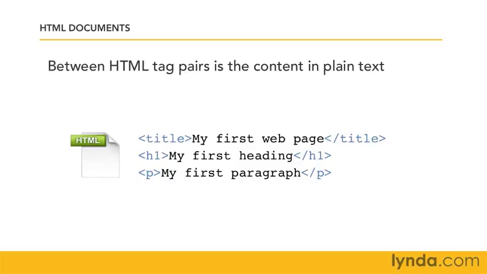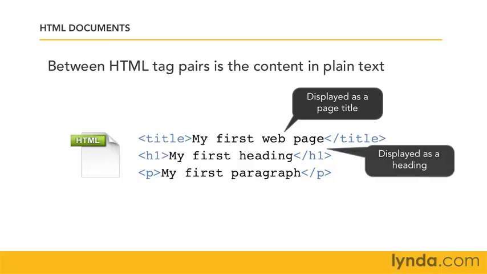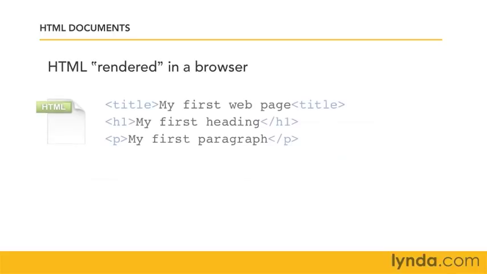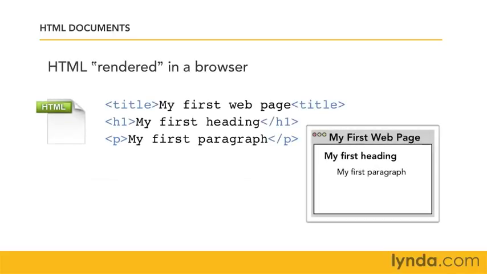So just as this first one shows, title, my first web page, well, that's displayed as the page title. You might have a heading, and that's my first heading. That's the text that will appear larger than, say, for instance, the paragraph tag just beneath it and the content it contains. So that's how HTML documents and HTML tags work. So what happens is a web browser will read that HTML and then display all the information appropriately.